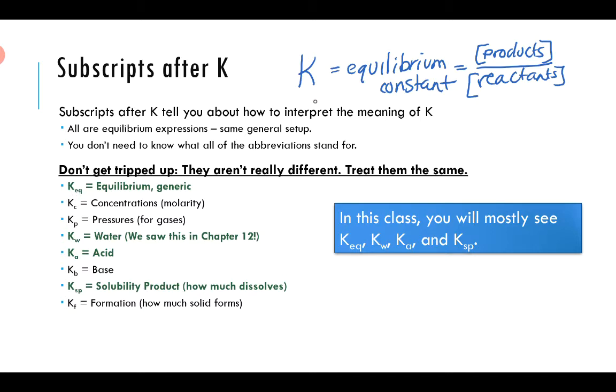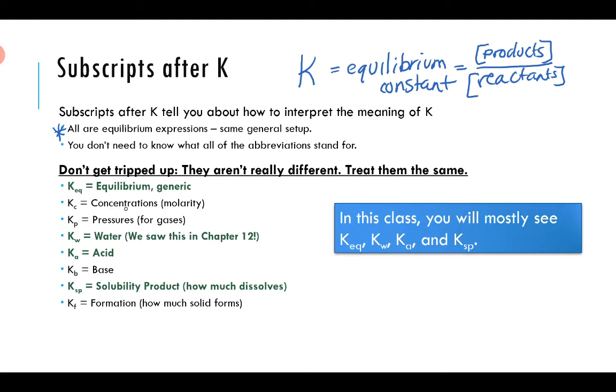But you can have different letters after this K. I don't want you to get tripped up over what letters are written as subscripts on this K, because they're all set up in the same way. Same general setup for all of them. Those little subscripts can be used to describe what it's an equilibrium constant of. So if you see EQ, that's a generic equilibrium.